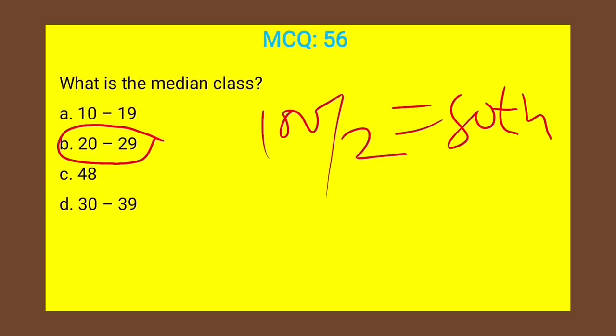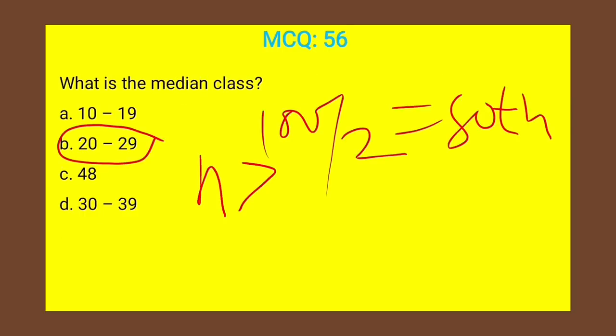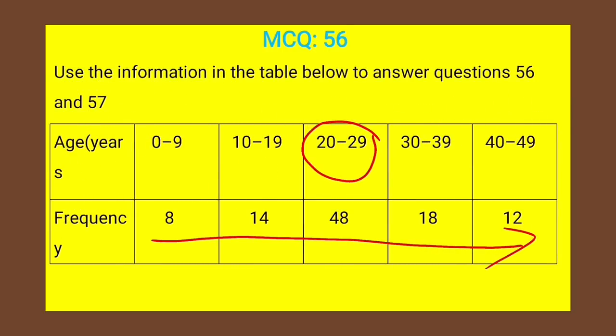Then question 57: what is the probability that an inhabitant selected at random from the township was at least 30 years old? So at least means a number and what? Above. A number and above. So at least here is going to be 30 years, so 30 and above.